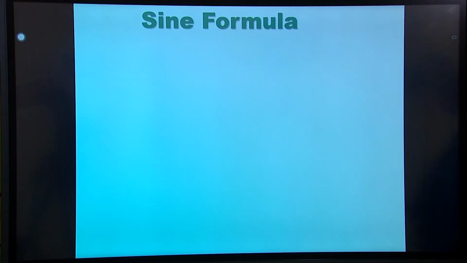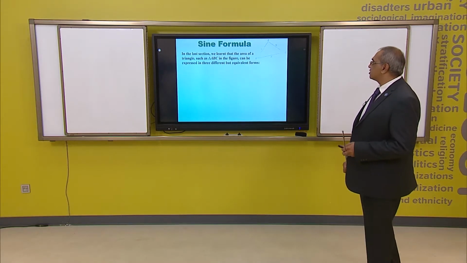Today we are going to look at the sine formula and the cosine formula and how we can use that to calculate sides and angles of a triangle. Okay, let's get right into it.